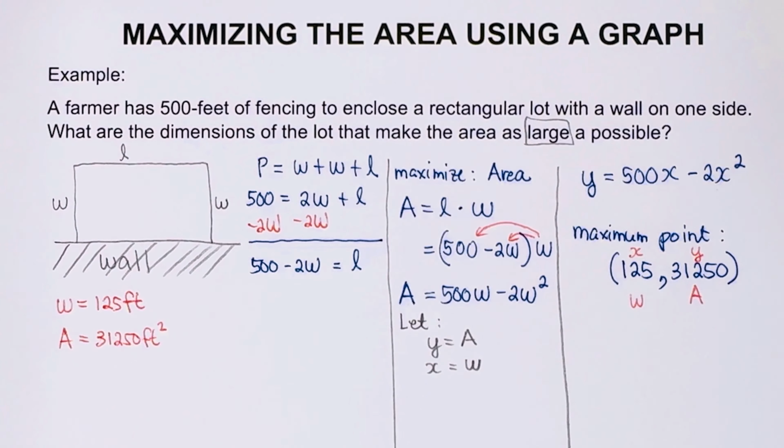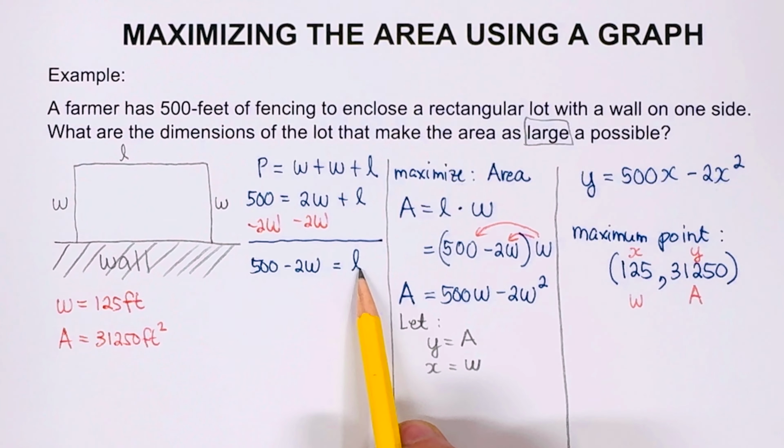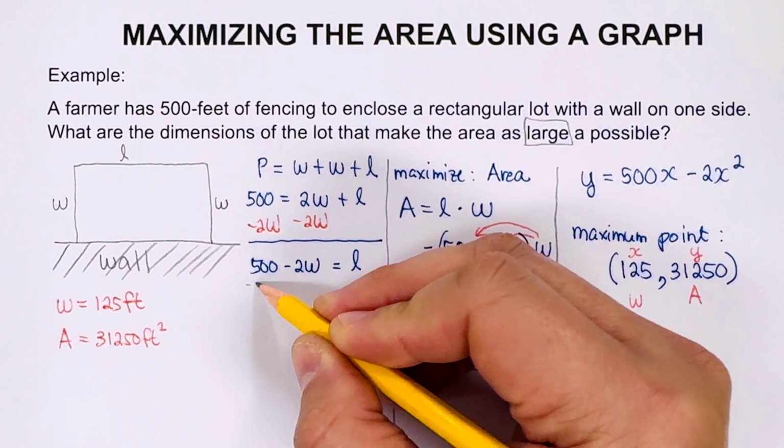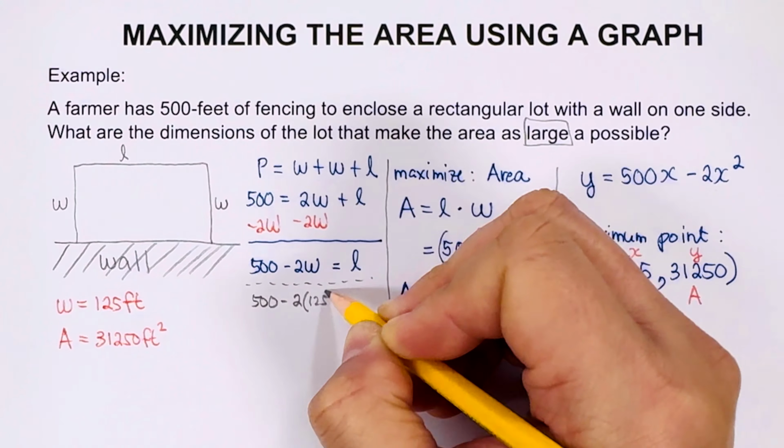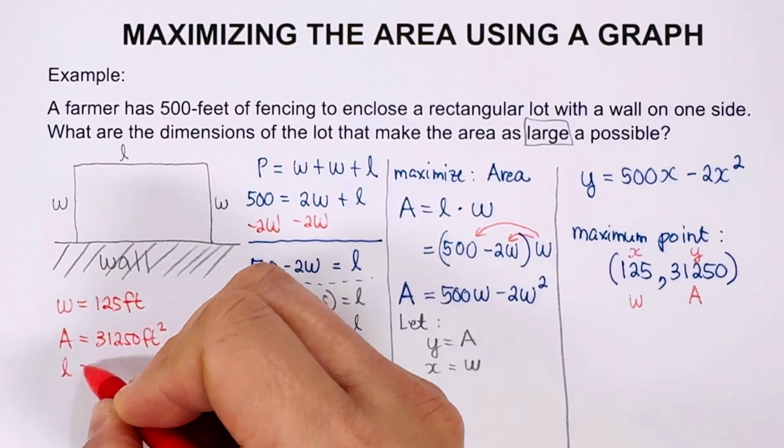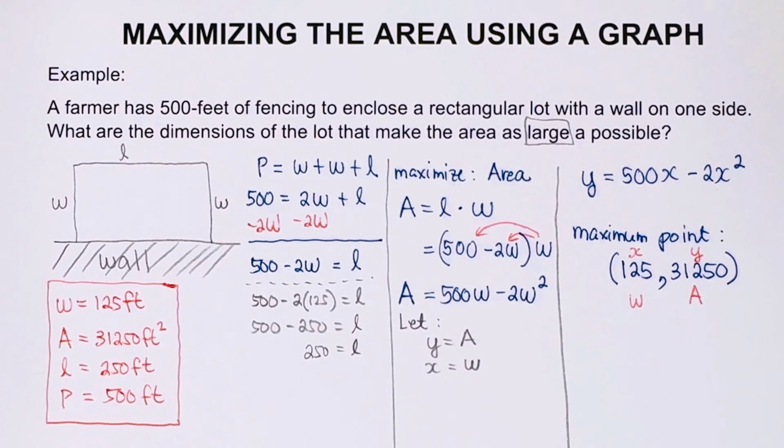To find the length of the lot, we are going to use this equation for length in terms of width. But this time around, we're going to plug in the value of width, which is 125. So I'm just going to go ahead and show that work up here. So we can see that our length is 250. And the perimeter, I just wrote that up here. The perimeter was actually given to us, which is 500 feet. So that is how we maximize the area using the graphical method.